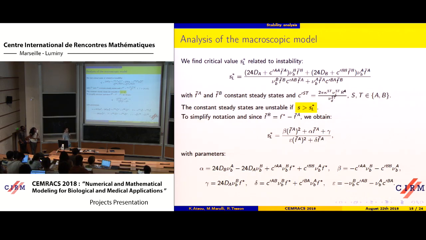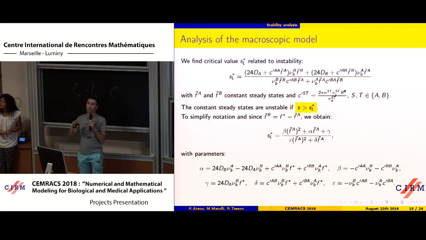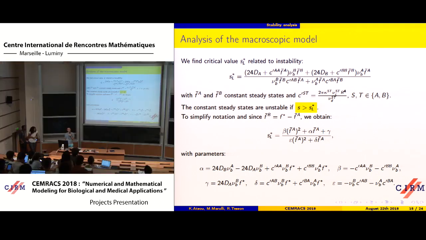Okay, and so when you do that, you can in fact find a critical value which we set here, which is S star. If you take a value of S which is greater than this S star, then you can say that the homogeneous steady state is unstable. And if you take S lower than this value, of course, the homogeneous steady state is stable. So that's very logical. You just say that if you want to have aggregation, you have to be very mean with the others and not so mean with your family.